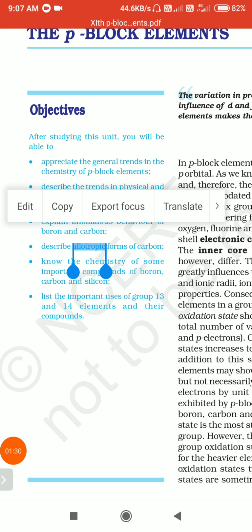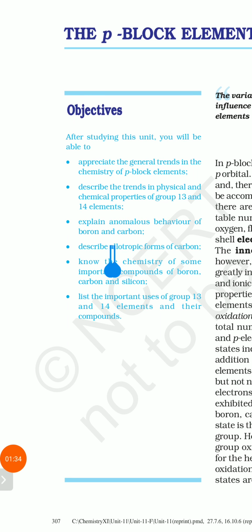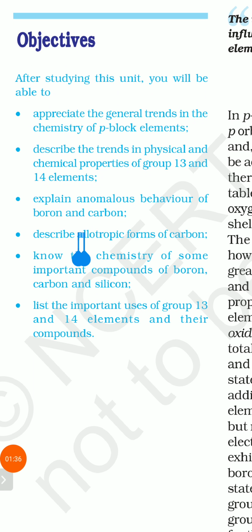Next, allotropic forms of carbon. Already we learned in 10th standard what is allotropy and the carbon family, how they exhibit allotropic forms of carbon. We learned it already in 10th standard. The same thing you are going to learn in 11th standard also.